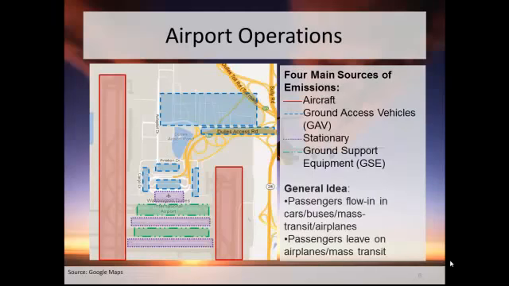Within the boundary of an airport, there are four categories of emission sources: aircrafts, ground support equipment, ground access vehicles, and stationary sources.